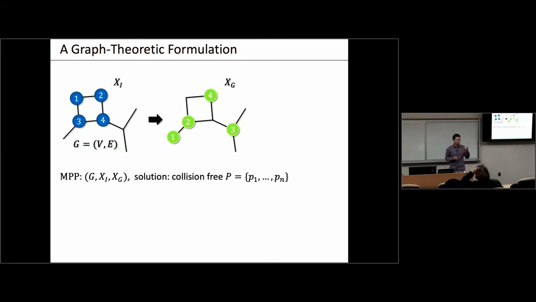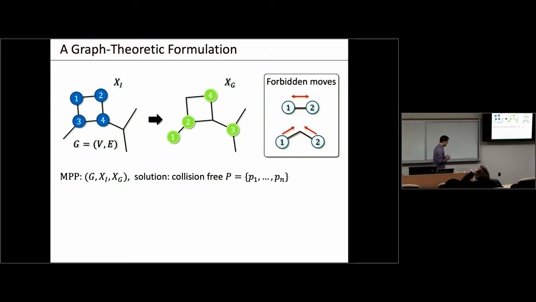In each step, a robot can move from one vertex to a nearby vertex as long as it does not hit other things along the way. So that means there are two things that cannot be done. You cannot have two robots trying to exchange location using the same edge. This is like two cars colliding on a road. Or you cannot have two robots going to the same vertex in a single step.